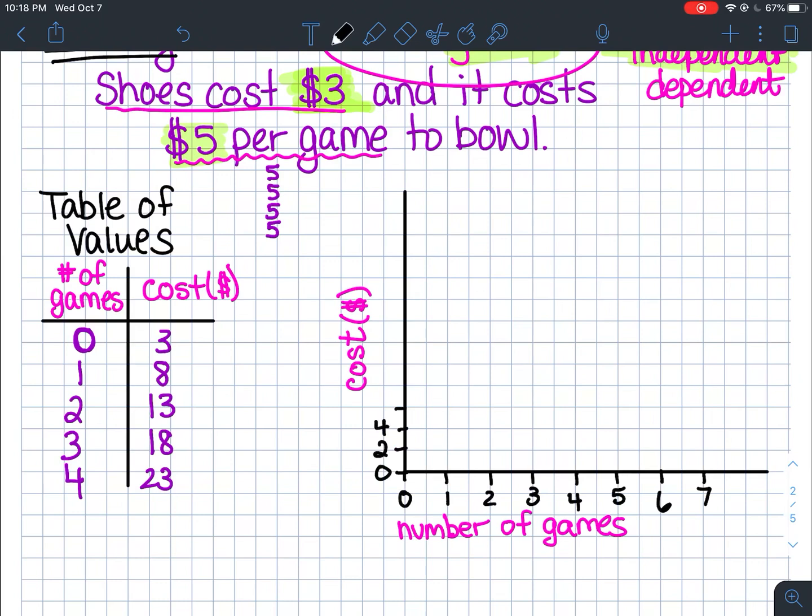So you have to pick a scale to go up by a number: 2, 4, 6. And make sure you go up by equal amounts every time. Don't do anything crazy. And I just did. 10, 12, 14, 16, 18, 20, 22, 24. There you go. Cost and number of games.